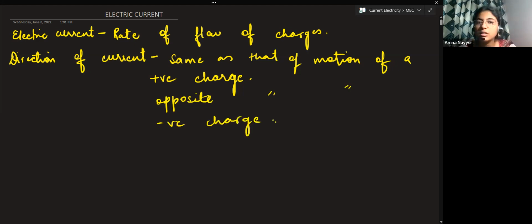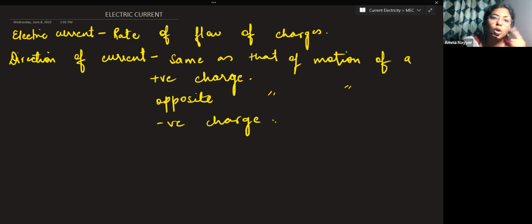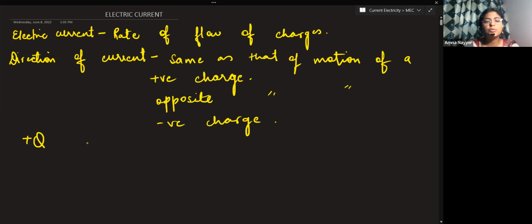Now we have the direction, but how do we calculate the magnitude? It's in the definition only. What's the definition? Rate of flow of charges means the charge flowing in a particular interval of time, so it means charge per unit time. That is the formula of electric current. So that covers electric current's definition and direction. Direction again: a positive charge is moving in this direction with, let's say, velocity v.